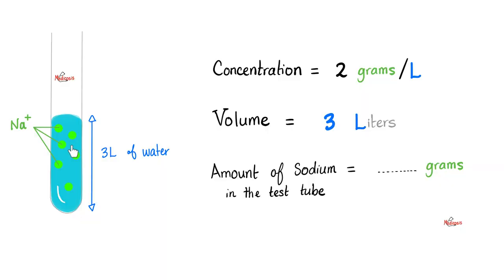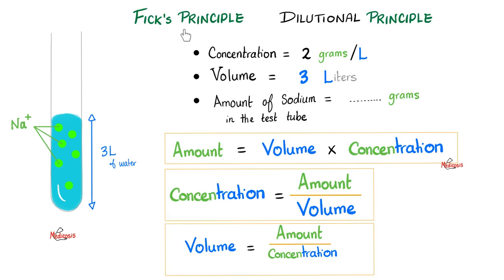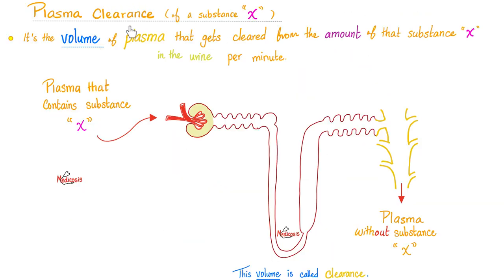If the concentration of sodium in the test tube is 2 grams per liter and I have 3 liters of water, what's the amount of sodium in the entire test tube? Amount equals concentration times volume equals 6 grams. This is called what? The Fick principle. Pause and review. The clearance is referring to the volume of plasma that gets cleaned per unit time.